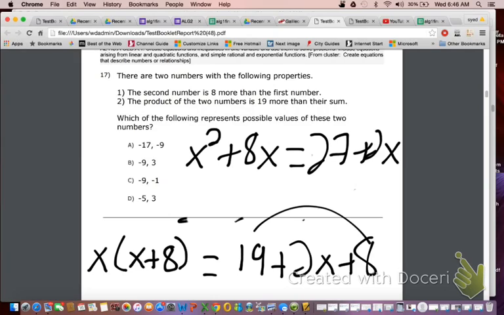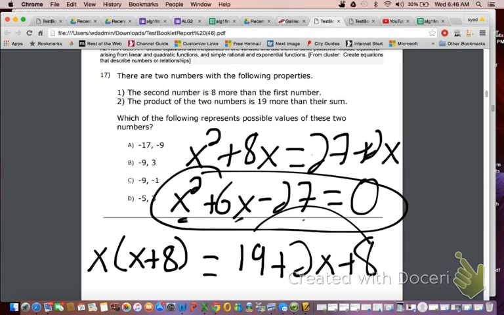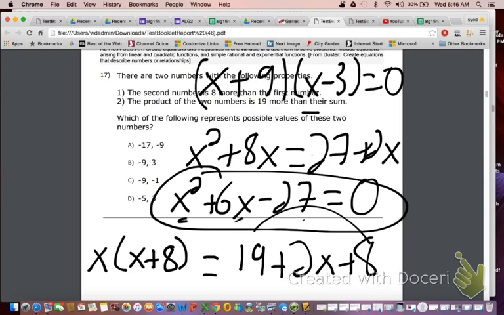So look, we can turn this into a quadratic. Minus 2x, so x squared plus 6x, and then minus 27 equals 0. Okay? So it all turns into this. And you can go ahead and complete that. You can actually factor that, and then you have to take the opposite, so it's negative 9 and 3. So it has to be B.